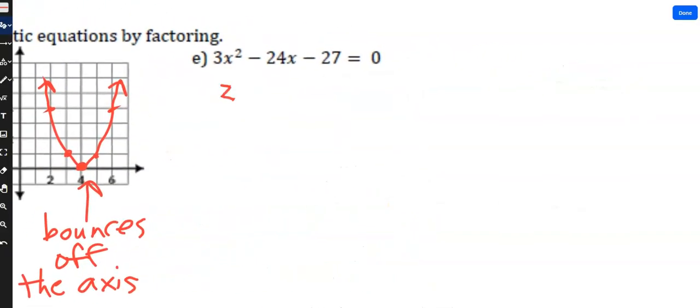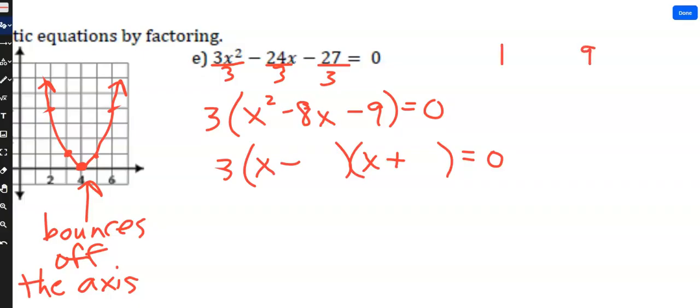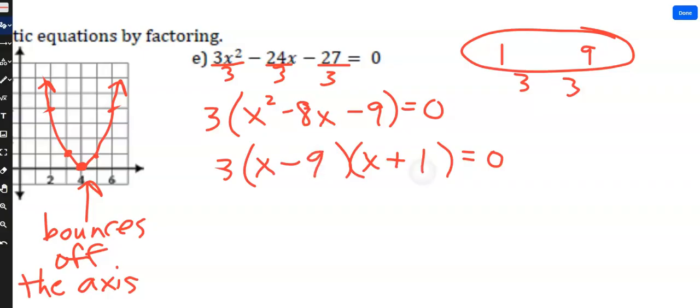Question E. First, always start with a GCF. Remember, you're just going to go through, everything's got a 3 in it, take out the 3. Lower this down. 3 times x squared minus 8x minus 9 equals 0. And when we do this, we get 3 times (x minus)(x plus). Now, there's only a couple things to do. We got a 1 and a 9, or we got a 3 and a 3. I think this is going to be the 1-9 combo. 9 has to go with the negative, 1 has to go with the positive, so it adds up to -8.